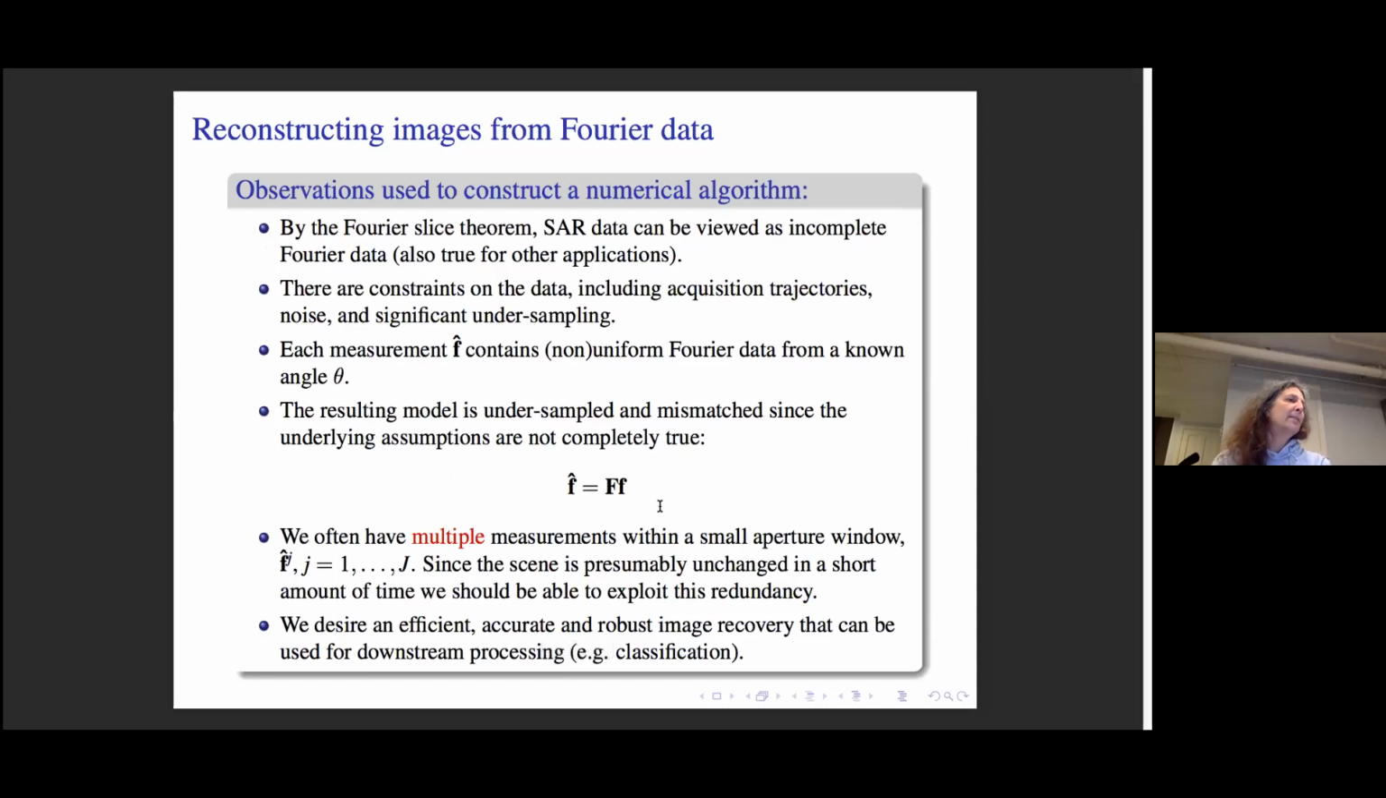And of course, because these are numerical schemes we're talking about, we want whatever we do to be efficient, accurate, and robust. It's important that whatever results we get carry enough information that we can still use them effectively for downstream processing, such as classification or whatever the interest is for the practitioners.